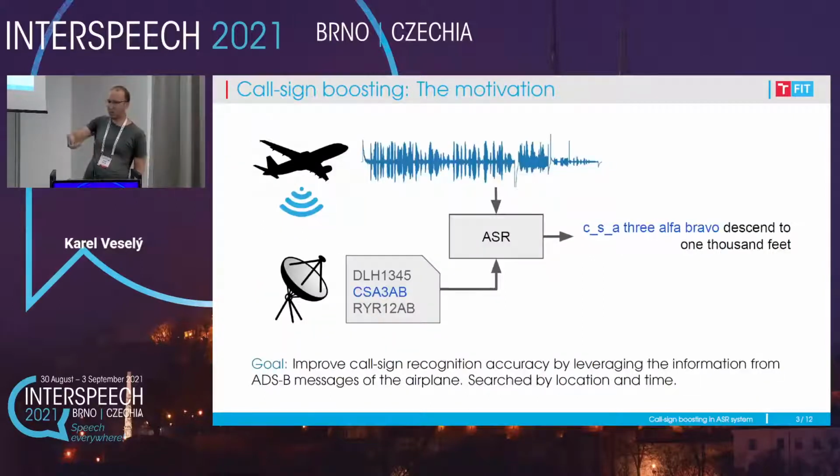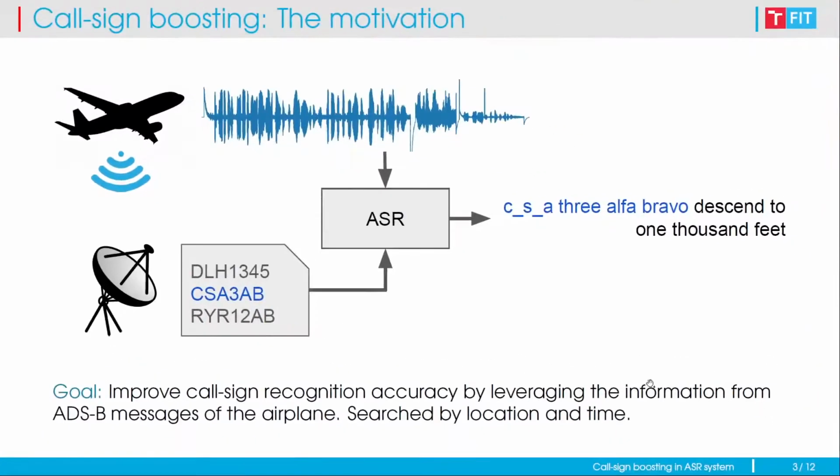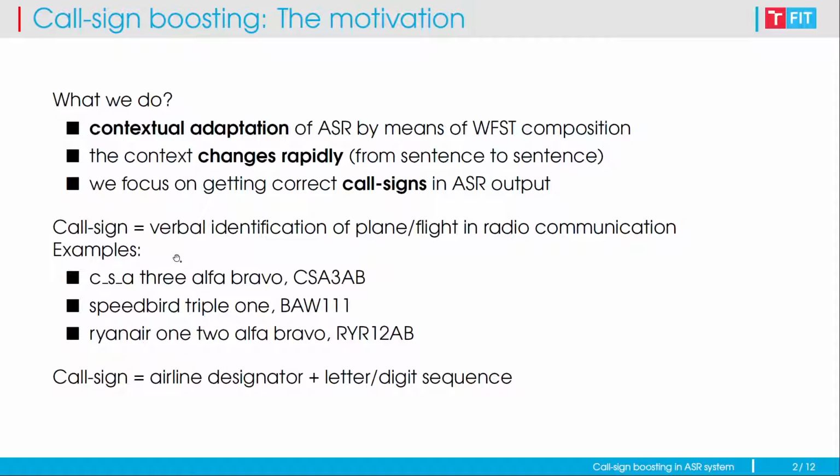Okay, can I use the pointer? Does it work to show the? Ah, yeah, it's okay. Yeah, okay. This one. Yeah.